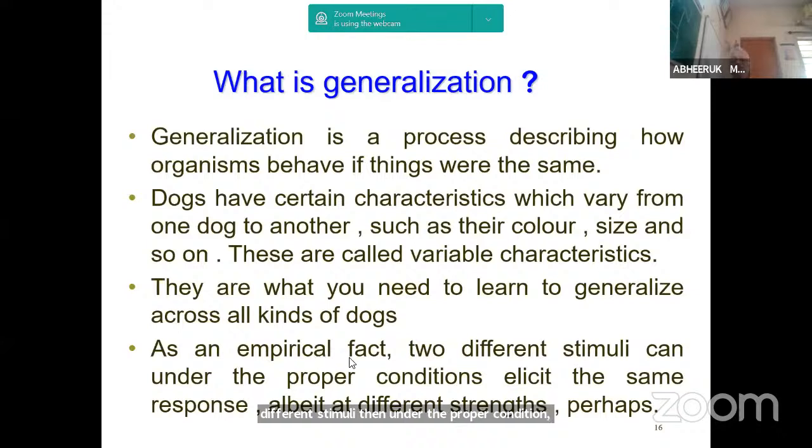Stimuli means things we perceive with our organs, like sound, by seeing with eyes, or touch. These are what we call the senses. So when we perceive different types of response, we still consider them the same. This is called generalization. Though they are apparently different from outside, we put them under the same group. This is called generalization.